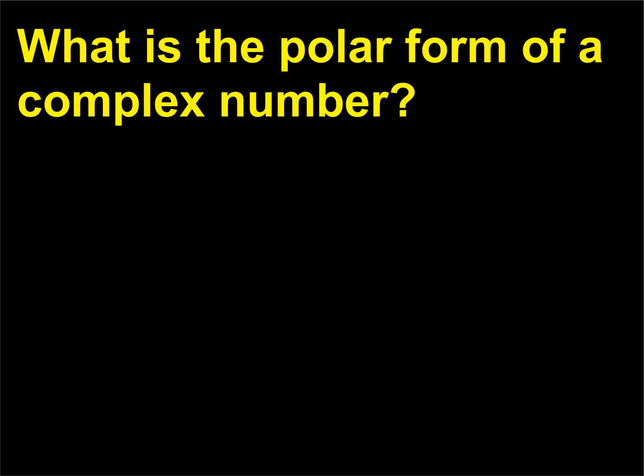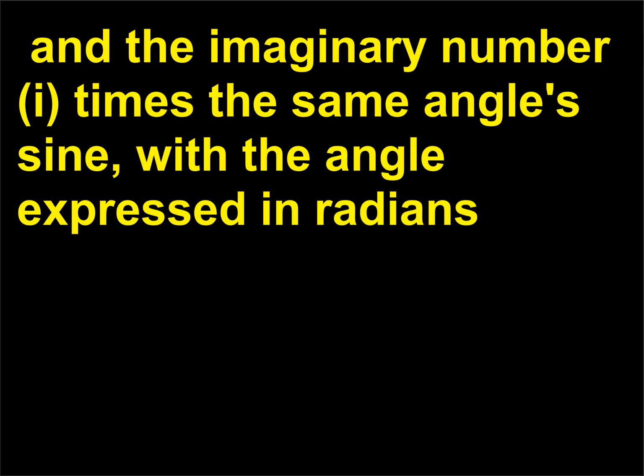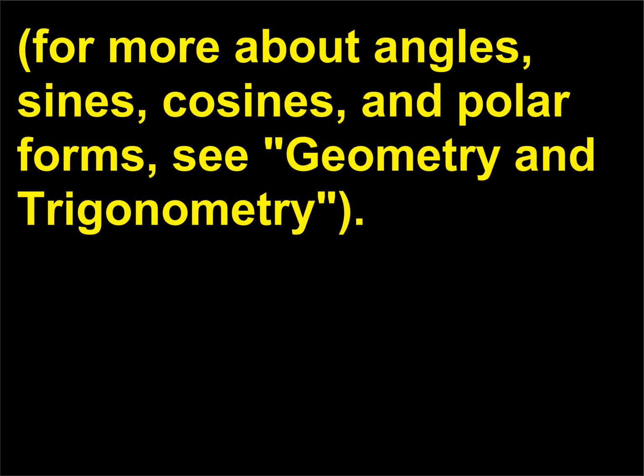What is the polar form of a complex number? The polar form of a complex number is equal to a real number expressed as an angle's cosine, and the imaginary number, i, times the same angle's sine, with the angle expressed in radians. For more about angles, sines, cosines, and polar forms, see geometry and trigonometry.